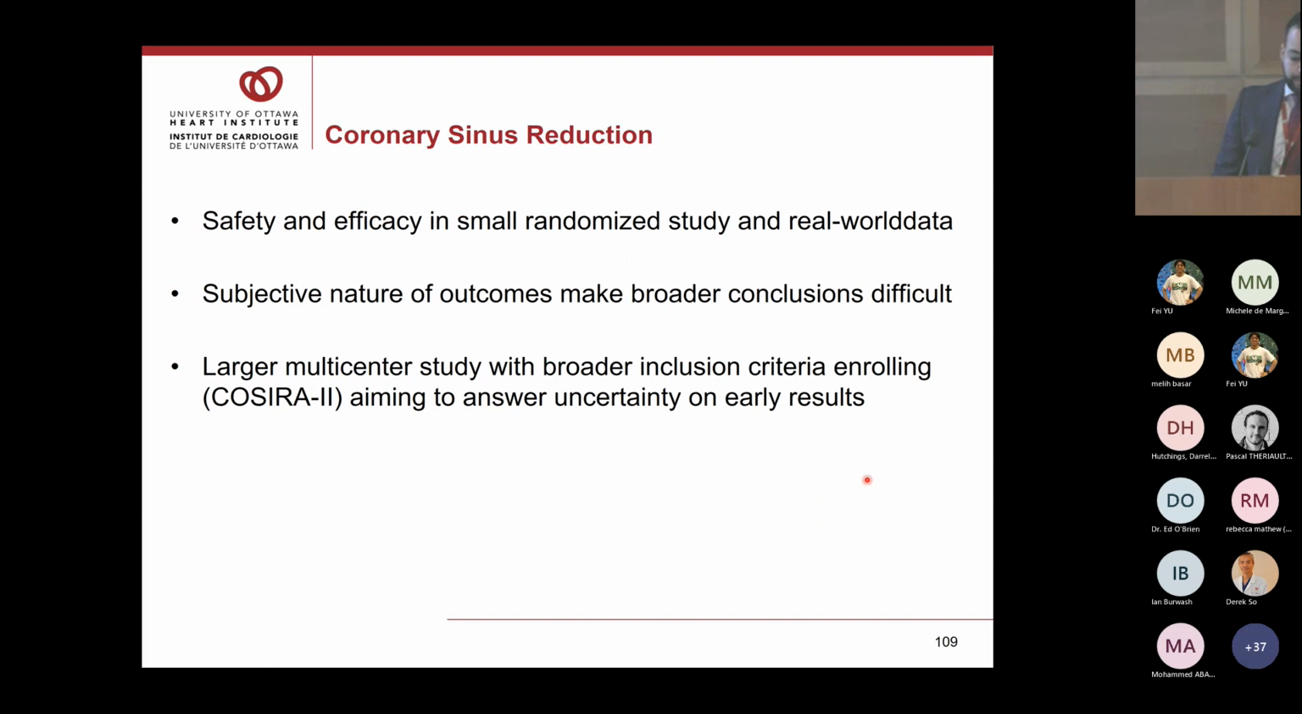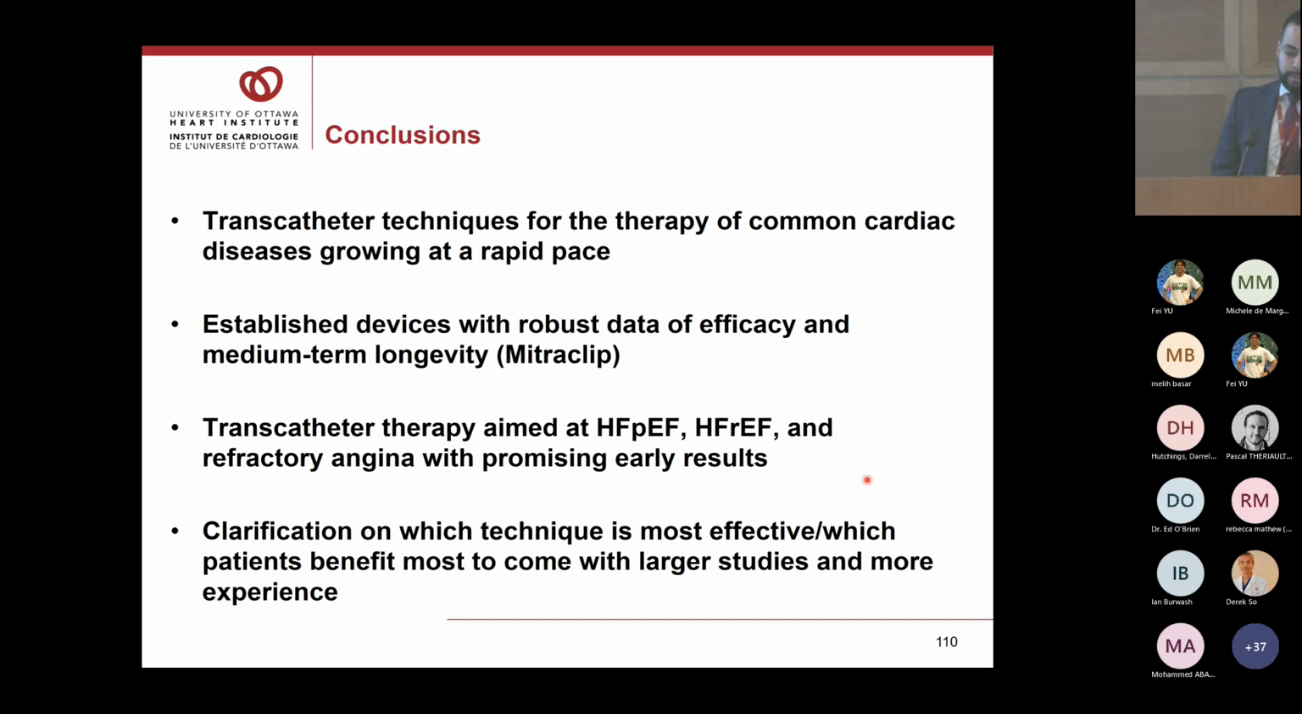There is a larger multi-center randomized study aiming to answer uncertainty on these early results, and we'll hopefully be enrolling in that study as well. Just to summarize, transcatheter techniques are growing at a rapid pace, and I've only touched the tip of the iceberg here with some of the devices that I've shown you. We've got established devices with robust data. The transcatheter therapy for HFpEF, HFrEF, and refractory angina has promising early results, and it'll be interesting to see where this technology goes in the next 5-10 years, which will hopefully be around the time that I'm finished training and able to use these.